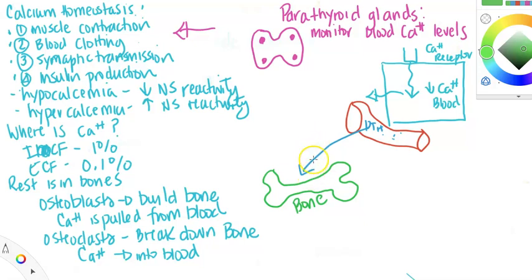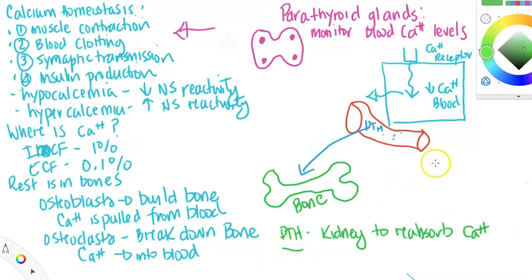It also has an effect on the kidney. So PTH targets the kidney to reabsorb calcium. Don't let it go out into the urine. Reabsorb it into the body.